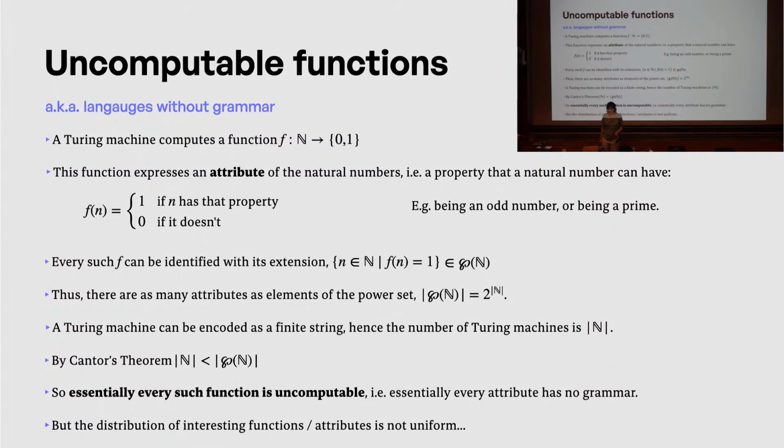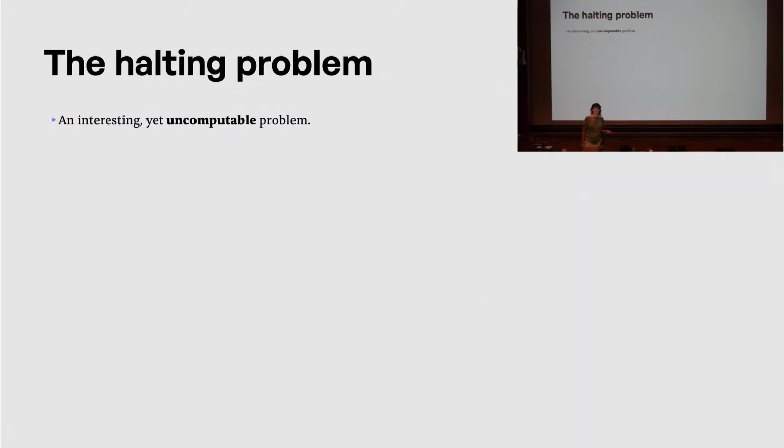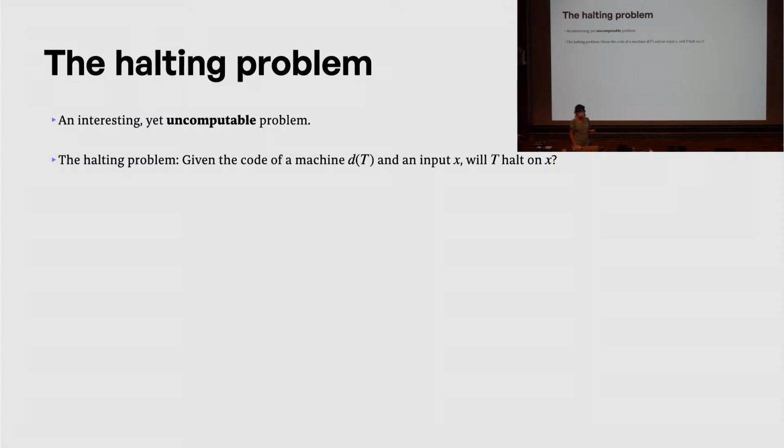But actually, I'm just going to give you the most famous example of an interesting yet uncomputable function. And that's the halting function or problem. This is important for historical reasons, and I'm sure you've heard of it. So I'd like to go through the argument and highlight an aspect of that. So this is the following problem. Given the code of a machine d of t and an input x, will t halt on x?